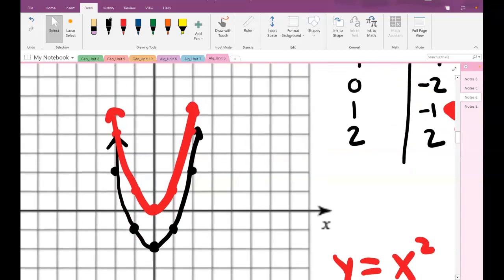From our origin of our parent function, this value is just shifted down 2 units. From this point, it's just shifted down 2 units. From this point, it's just shifted down 2 units. So it's the same parent graph, we just have a transformation.